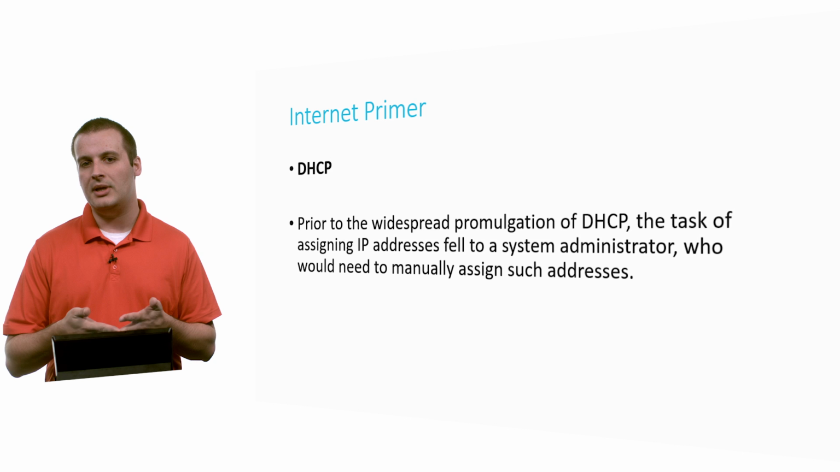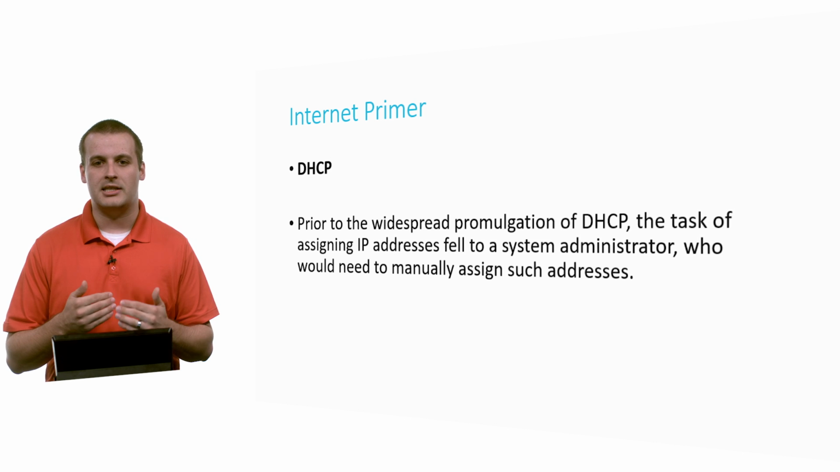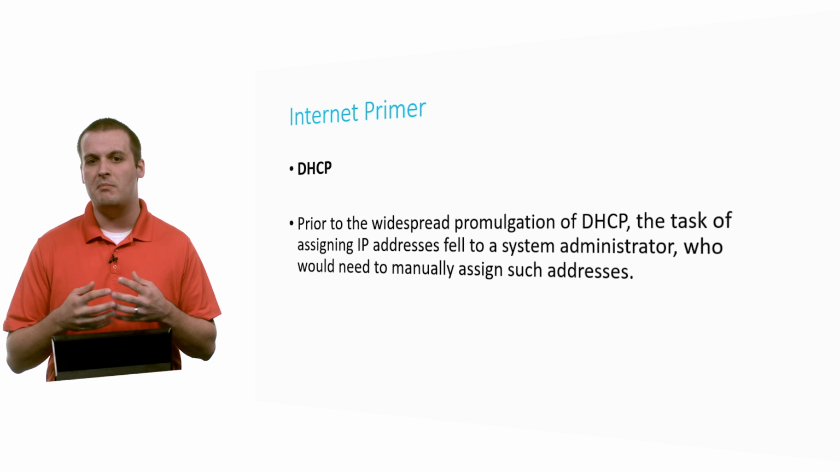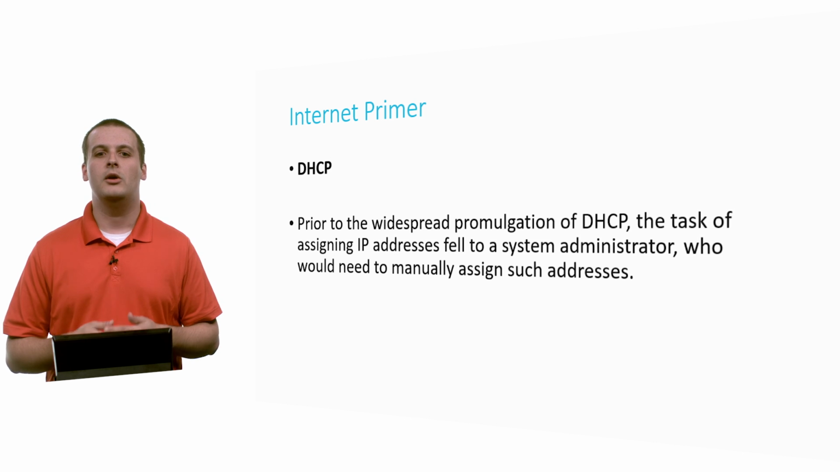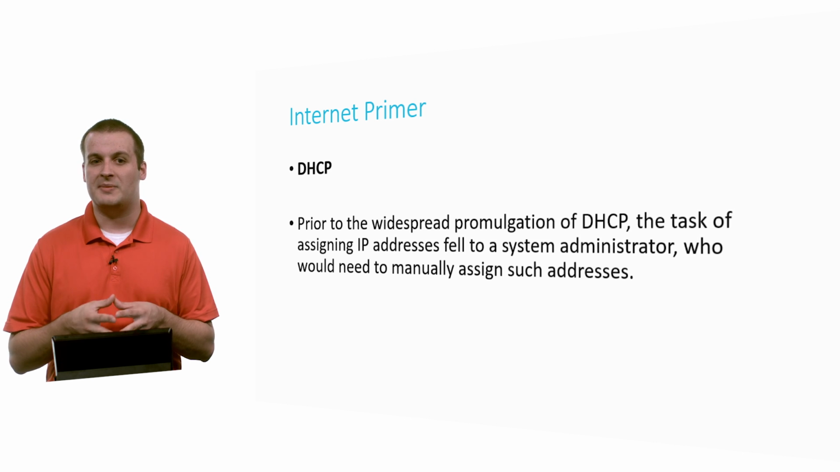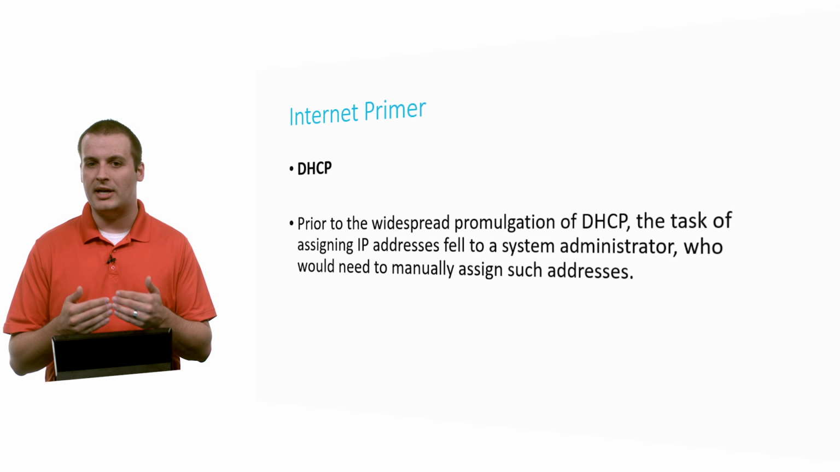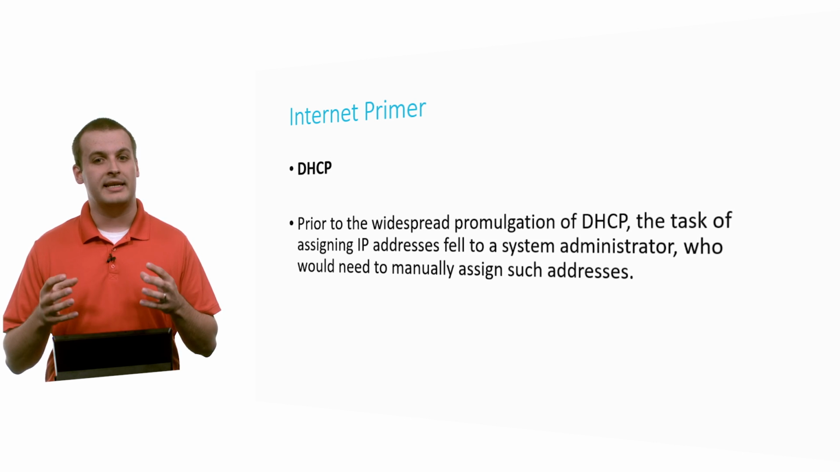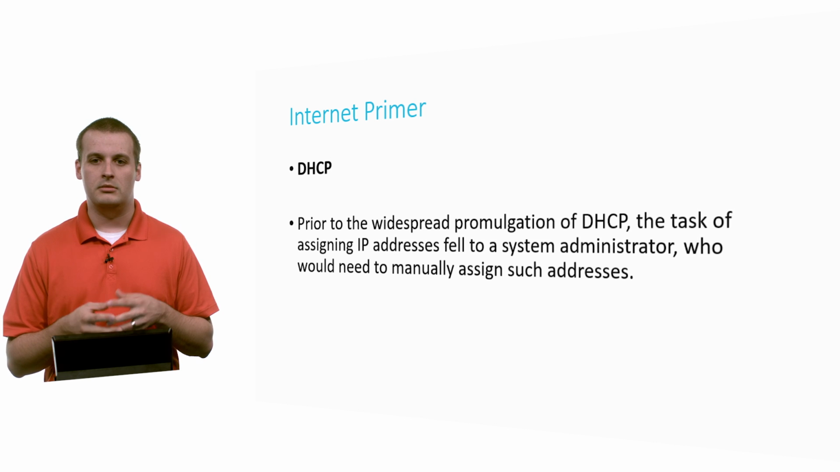Now, before DHCP, this task of assigning addresses fell to a system administrator. So an actual person would have to manually assign your computer an address when you connected to a network. So DHCP just sort of automates this process of giving you an IP address. But that's how you get it. It's just a program running somewhere between you and the internet that has a bank of IP addresses that it can give out. And when you connect to the network, it gives you one.